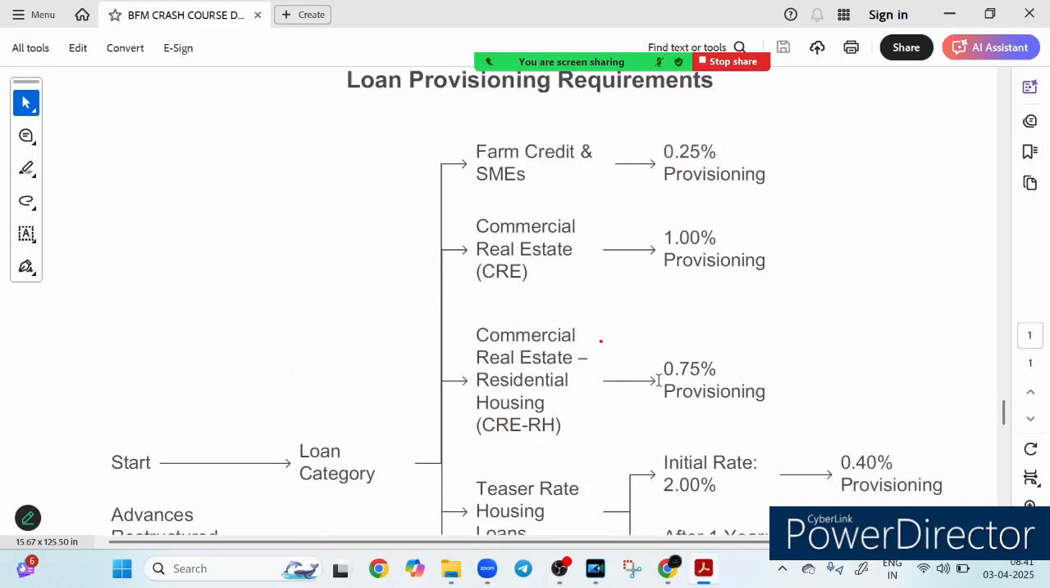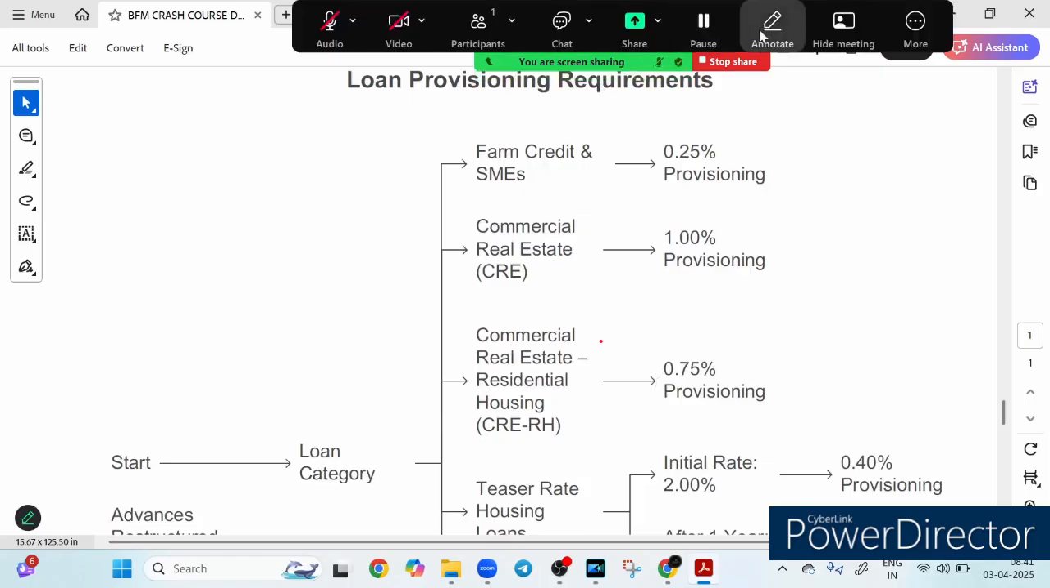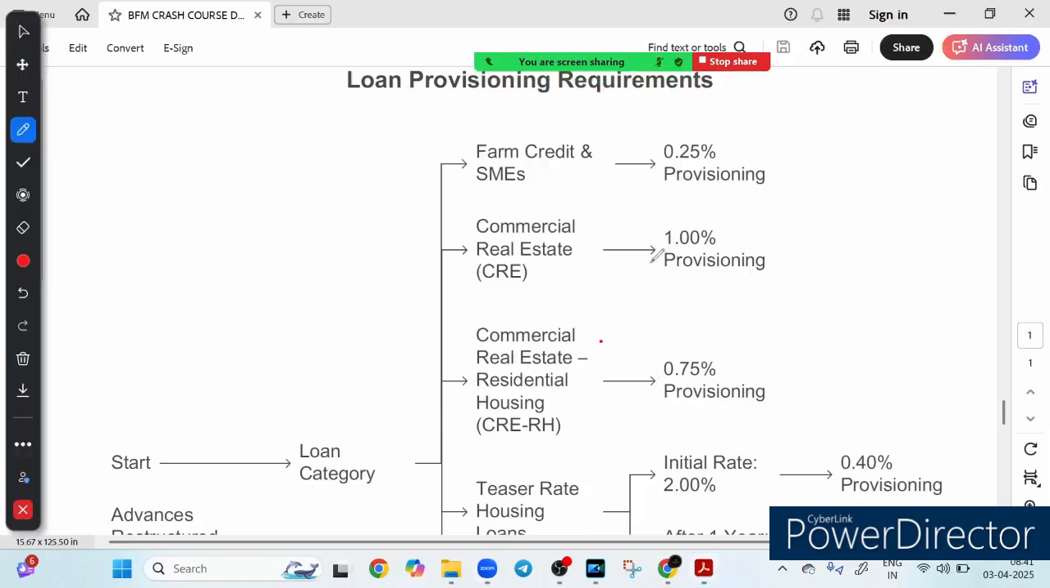Let's start with farm credit and SME, small and medium enterprises. They are considered to have relatively lower risk, so the provisioning is just 0.25%. Then we have CRE, meaning commercial real estate. They are a bit more risky, so the provisioning requirement is 1%. Commercial property can experience market volatility, making it a riskier investment for the bank.